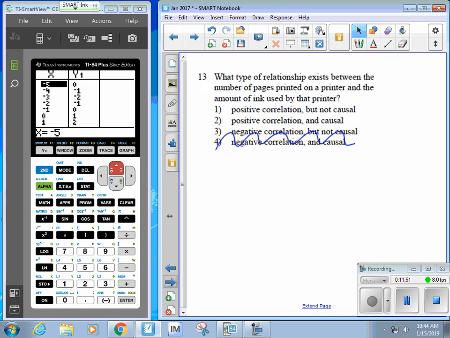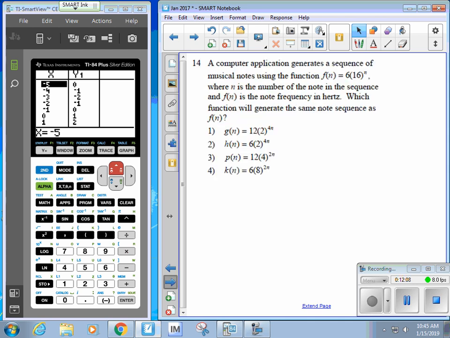Then we have to decide, is it causal? Is it cause and effect, or is it just coincidence that they kind of go up together, or tend to happen together? And I think you could agree that when you print more, you're absolutely going to have to use more ink. So it's causal. Very often they give you ones that aren't causal, but that one was causal.